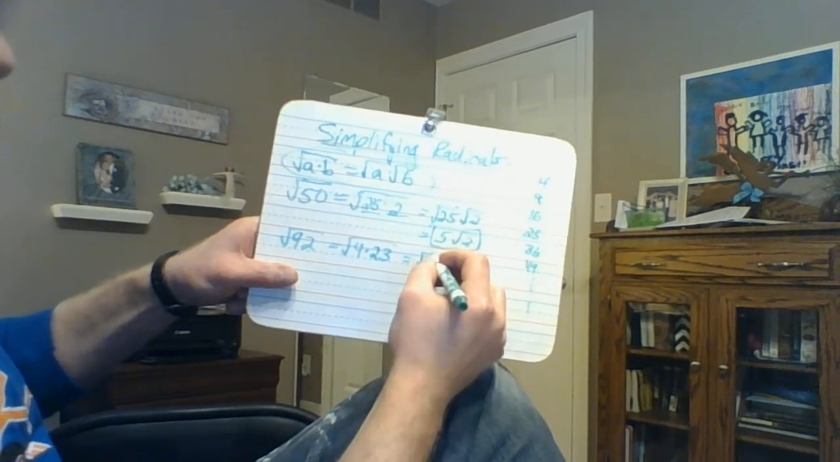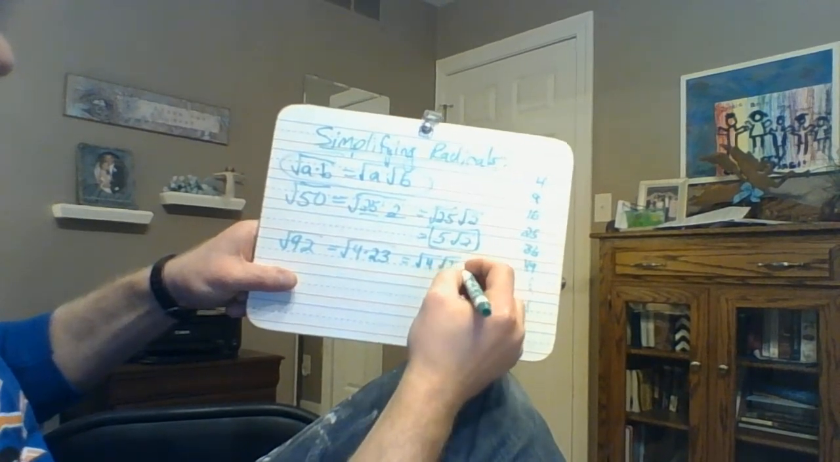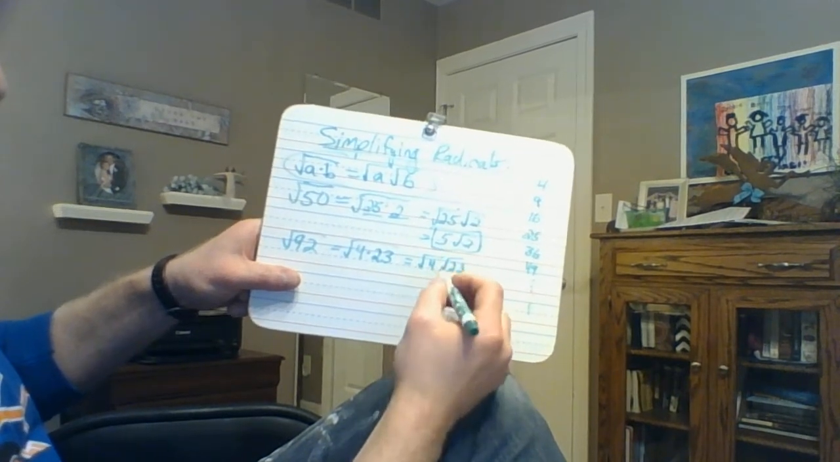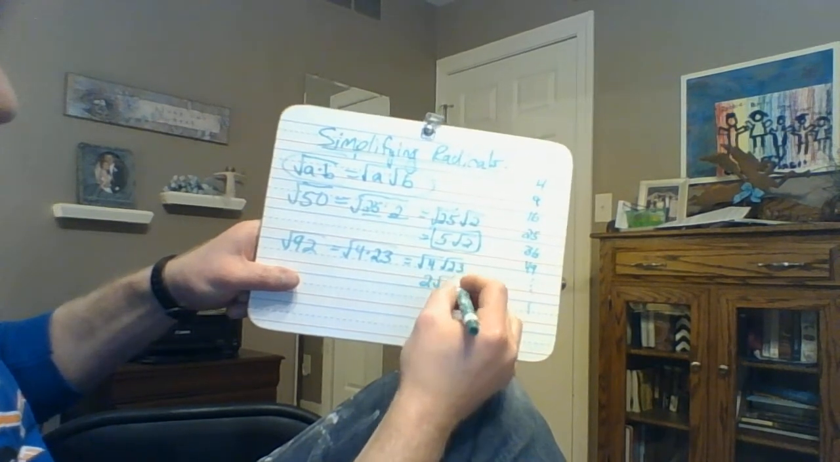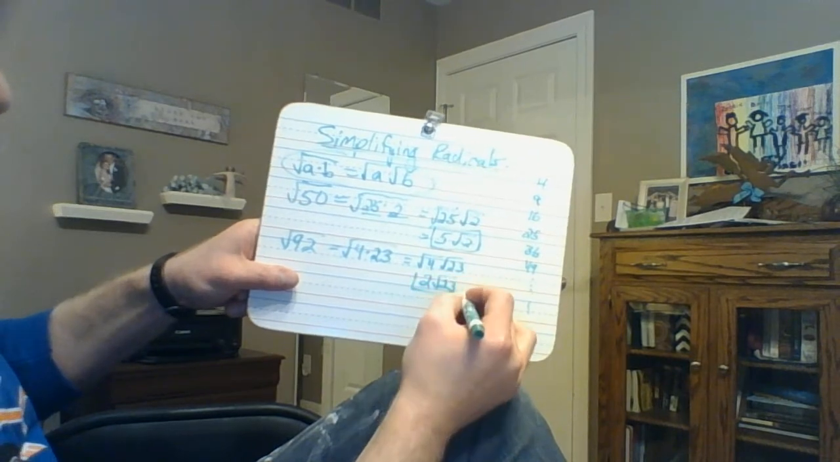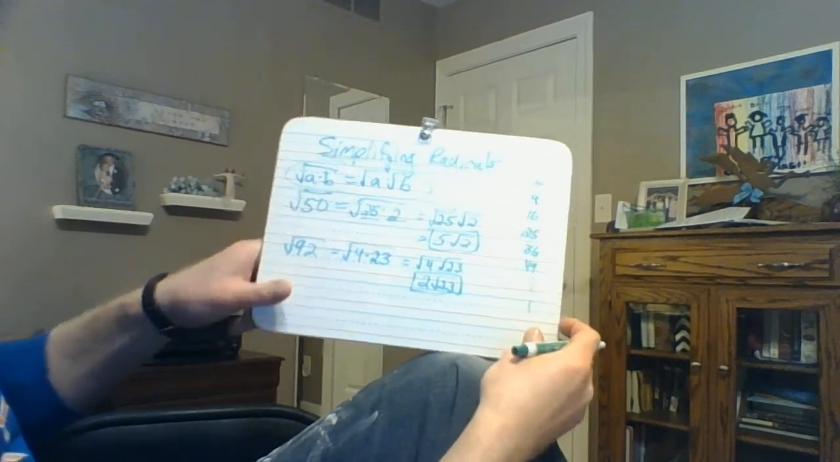All right, so you got square root of 4 times square root of 23, and we know the square root of 4 becomes 2, and the square root of 23 stays the same. There you have it.